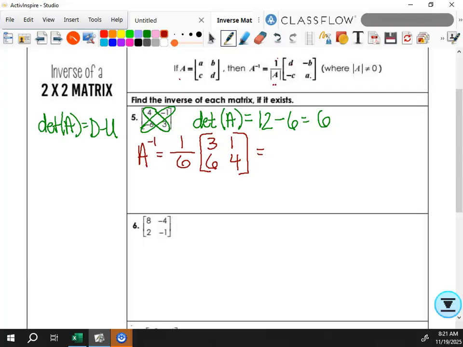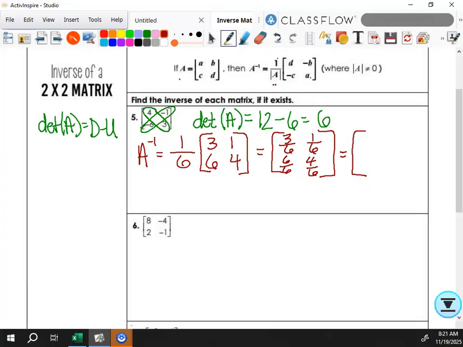Those are whole numbers. That's a fraction. Think of it over 1. I'm going to write out an extra step that some of you might not need, and that's okay. 3 times 1/6 is 3/6. 1/6 times 1 is 1/6. 1/6 times 6 is 6 over 6. 1/6 times 4 is 4 over 6. And then we just reduce the fractions.